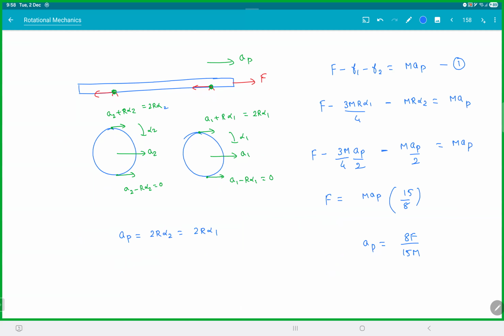So that's what I'm saying. You should not assume they're going with same. You assume they're different and let the science take care of it.